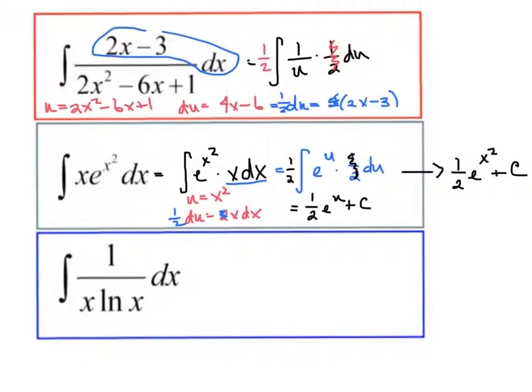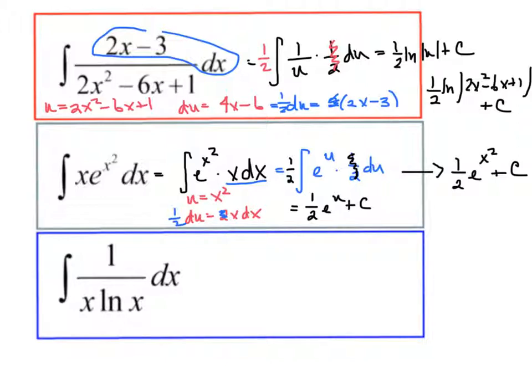The antiderivative of 1 over u is natural log. So I've got 1/2 the natural log of u plus c. I'm going to put some absolute value signs around it, just paying attention to the fact that it does have some domain issues. And I put back in 2x squared minus 6x plus 1. And remember, we can't take the natural log of a negative, so that's why I put those around it.